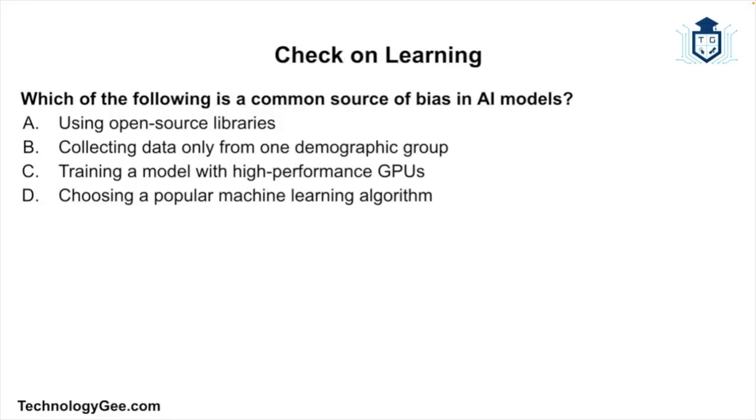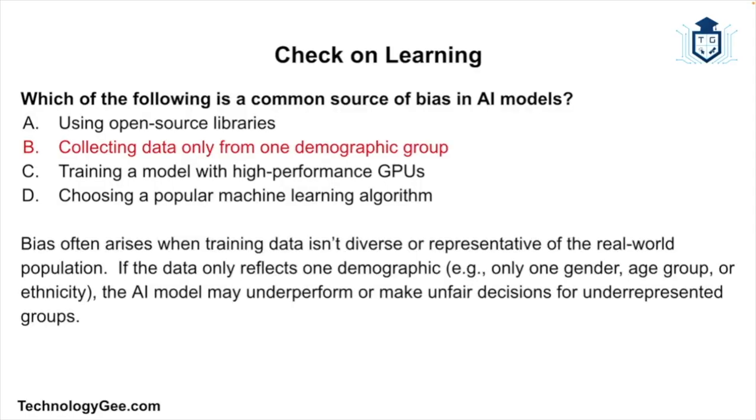So the first question is, which of the following is a common source of bias in AI models? Is it using open source libraries? Is it collecting data only from one demographic group? Is it training a model with high performance GPUs? Or is it choosing a popular machine learning algorithm? And the correct answer is it is collecting data only from one demographic group.